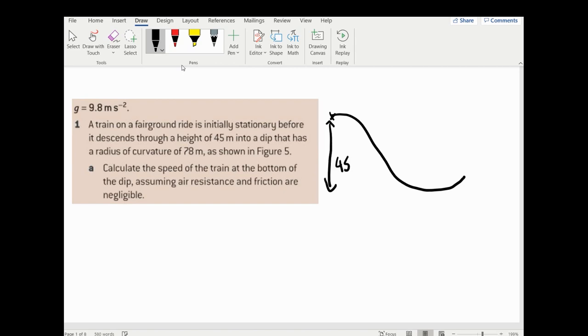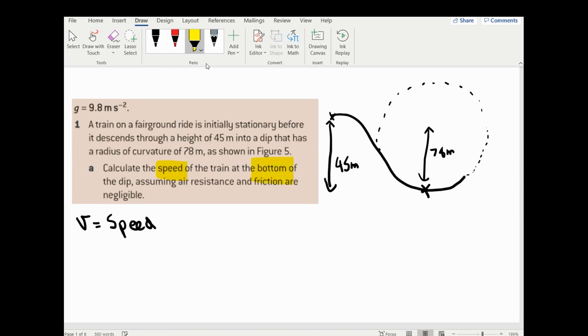That is 45 metres, and at the bottom, it's a really rough diagram, would have a curvature. So the actual circle, if I made it with this, would be a radius of 78 metres. And it says calculate the speed of the train at the bottom. So speed is v, just so you know what you're looking for. So this is actually more of a first year thing, where a train at the bottom of the dip, that's just an energy transfer.